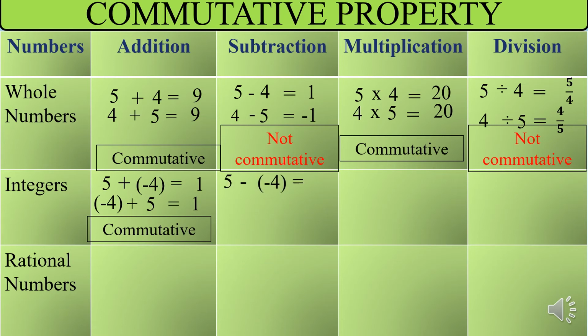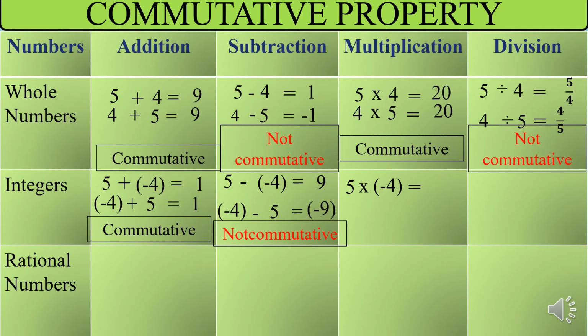Now for subtraction, when we subtract -4 from 5, we get answer 9. And when 5 is subtracted from -4, we get answer -9. Here results are different. So we can say that subtraction is not commutative for integers.